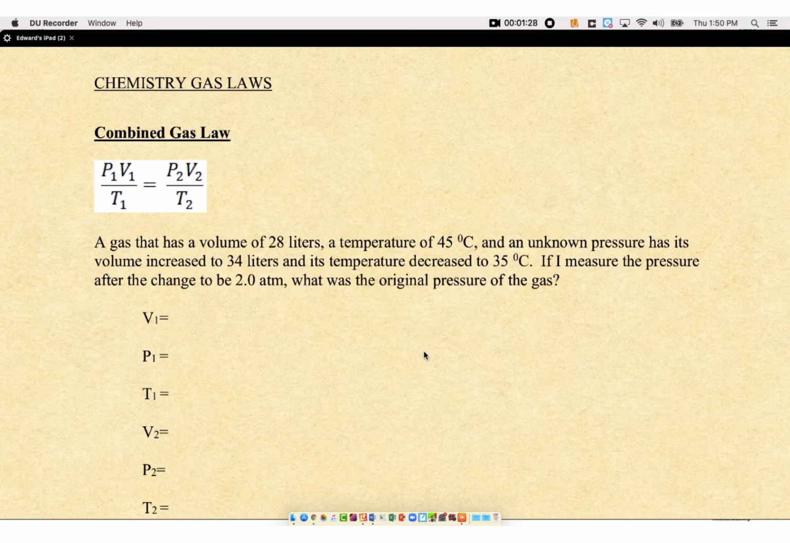Okay, a gas that has a volume of 28 liters and a temperature of 45 degrees Celsius and an unknown pressure has its volume increased to 34 liters and its temperature decreased to 35 degrees Celsius. If I measure the pressure after the change to be 2 atmospheres, what is the original pressure of the gas?